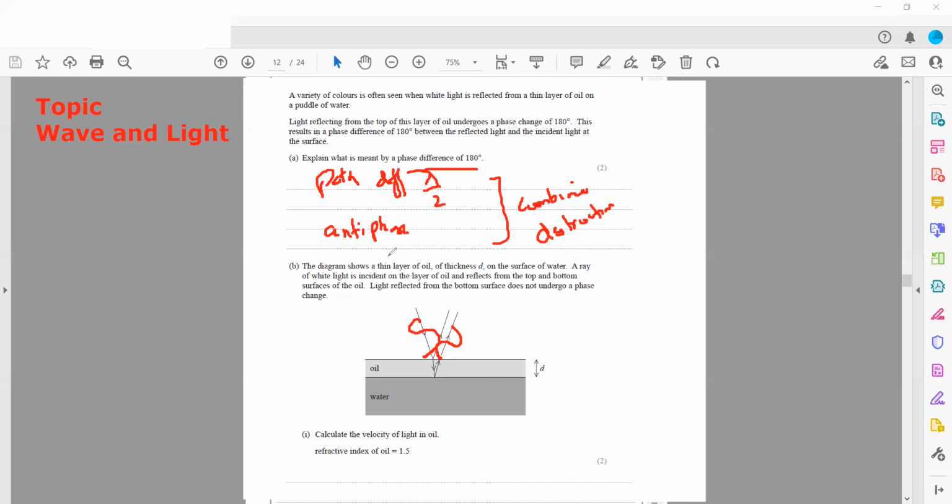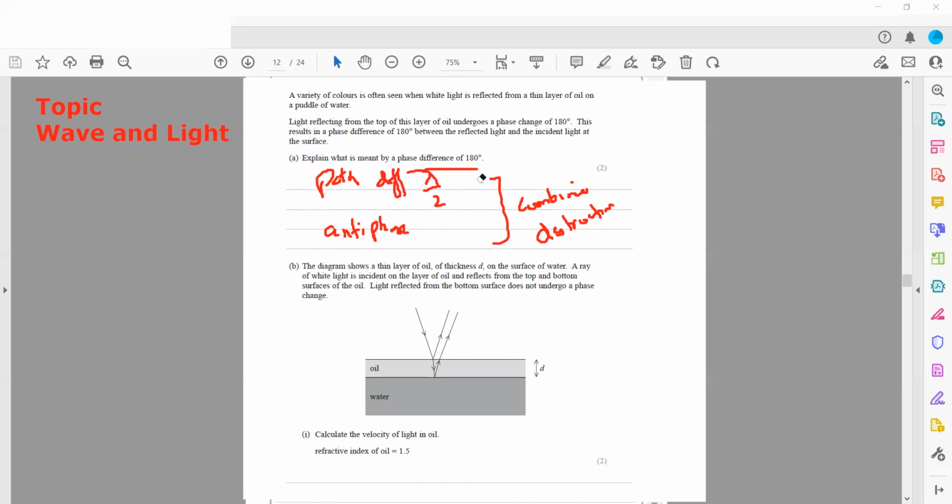The diagram shows a thin layer of oil of thickness d on the surface of water, and a ray of white light incident on the layer of oil, reflected from the top. You can see part is reflected from the top and part travels in and bounces back. Calculate the velocity of light in oil. The refractive index is given to you.